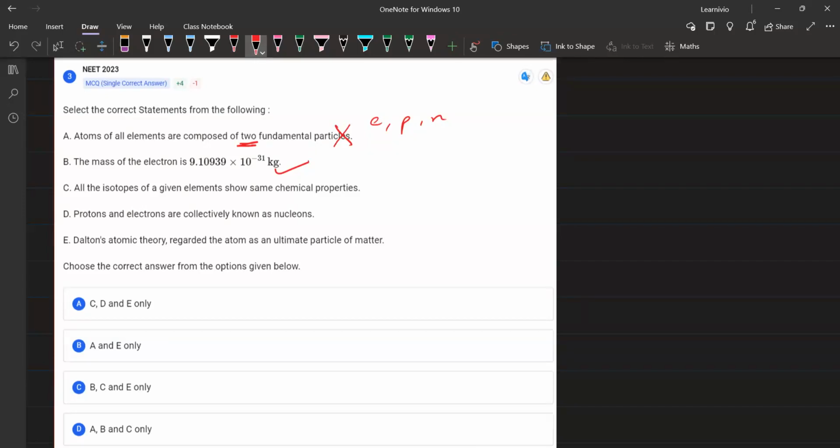So let us suppose you don't know this, let's treat it as unknown. Maybe you don't remember. You should though, by the way. All the isotopes of a given element show the same chemical property. This is true. Why is this true? Because the chemical property of an element depends on the number of protons and the number of electrons it has. It does not depend on the number of nucleons. Neutrons, as we know, are neutral and don't affect the chemical property. So all the isotopes, like reactions of hydrogen and deuterium, are completely the same.